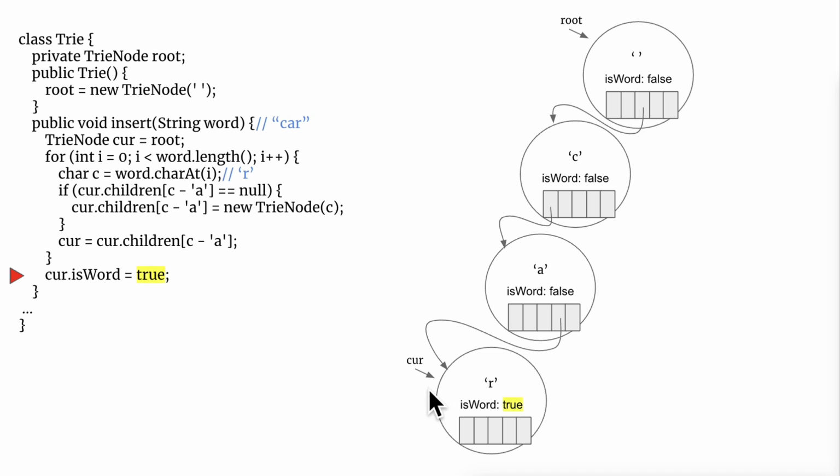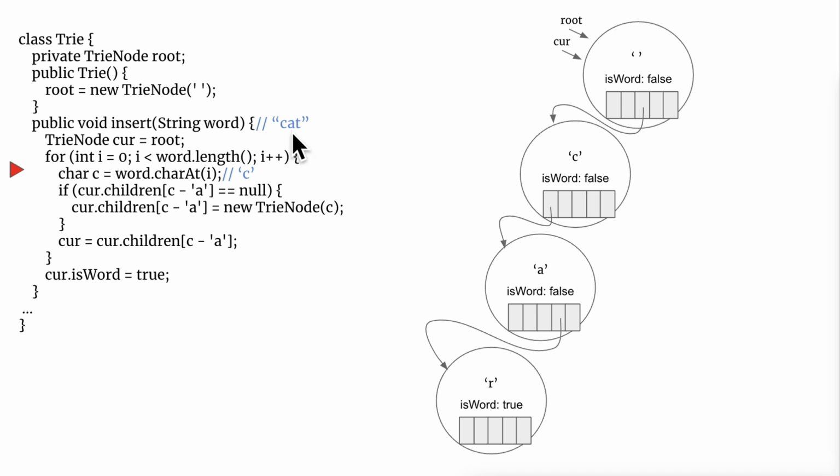Since cur refers to this node, we can set its is word value from default false to true, which means we consider car a complete word in this trie tree. Now, let's try to insert another word that looks new.